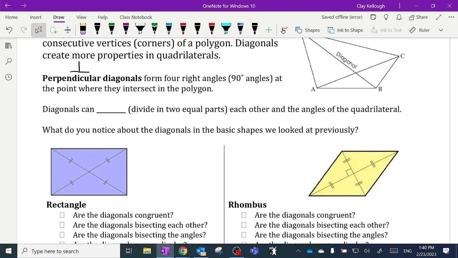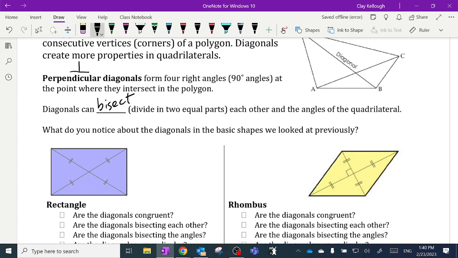Diagonals can blank each other and the angles of the quadrilateral, and this blank means divide in 2 equal parts. Anybody want to guess what that word is? Begins with the letter B. Bisect is the right word. Nice job. Bisect. Diagonals can bisect each other and the angles of the quadrilateral, which means cut into 2 exactly the same pieces.